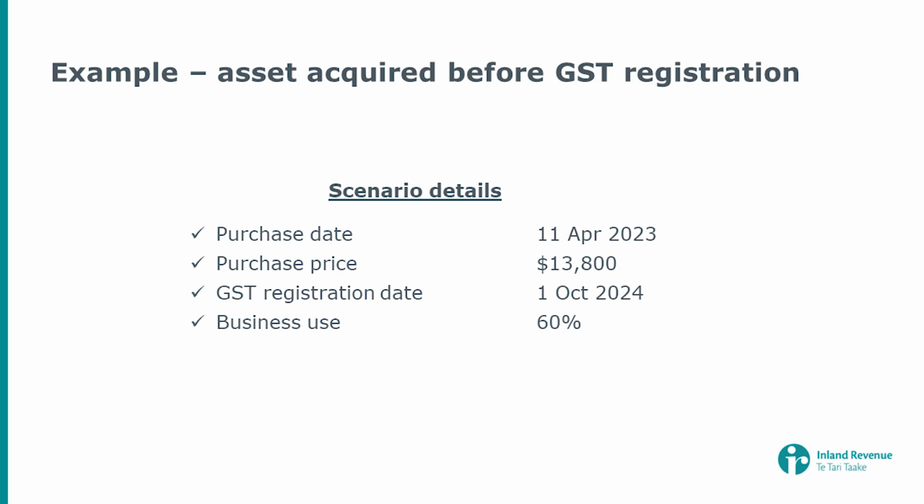Here's a typical example of an adjustment for a business vehicle. The vehicle was bought in April 2023. We paid $13,800 and we registered for GST in October 2024. The car has been used in the business since then. We've kept a logbook which shows the car has used 60% of the kilometres travelled for business and 40% privately. We're making the GST claim in the GST return for March 2025.